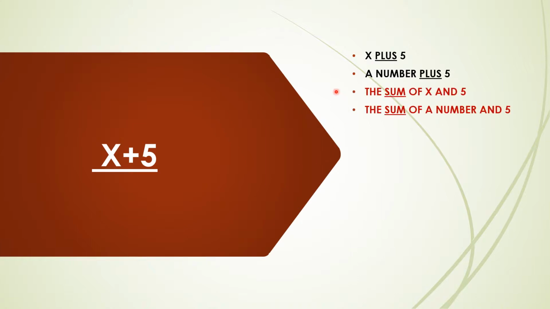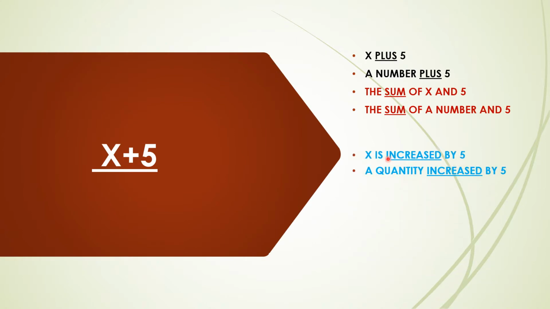Okay, another English expression that could give you x plus 5 as your math is the sum. Sum means addition, so I'm going to add x and 5, x plus 5. Okay, and this next sentence right here, I've got the sum of a number and 5. So again, a number is going to tell me I've got a variable. Sum tells me that I'm going to add, and I've also got the 5 there. So I've got a variable number and a constant 5.